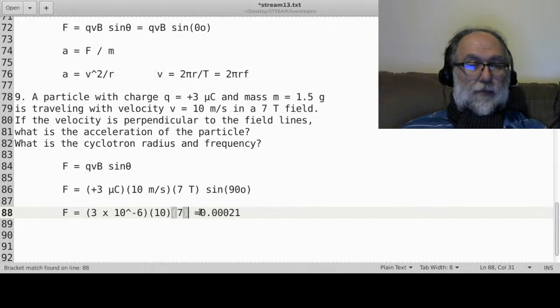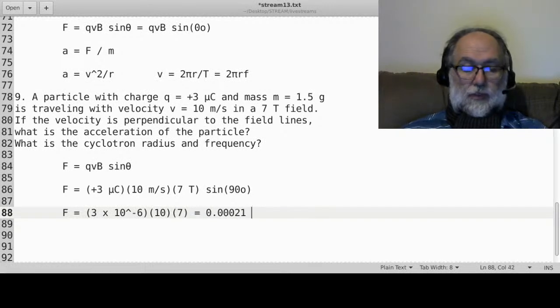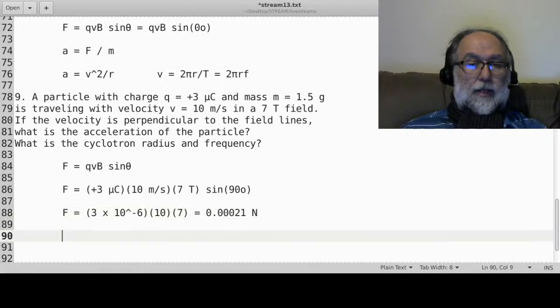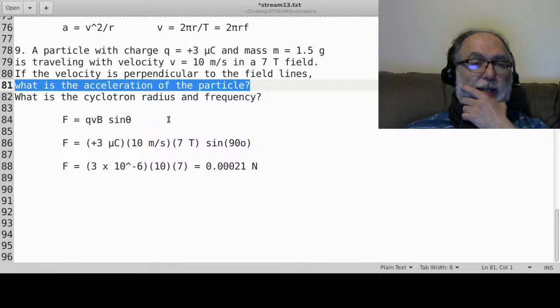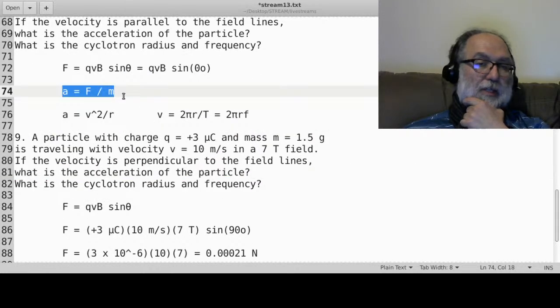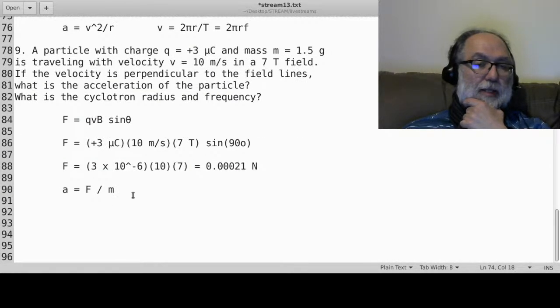So here it is, and that's in newtons. Now, I could convert that to millinewtons or micronewtons, but that's okay because they didn't ask you for the force directly. Now I want the acceleration. Well, how do you get that? That's just Newton's second law. So there's that second equation right there.